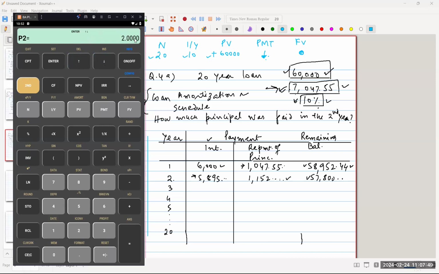And so within this second time period, at the end of the second time period, what will be my balance remaining? It's giving me a readout, $57,800, which you can relate to this number here.